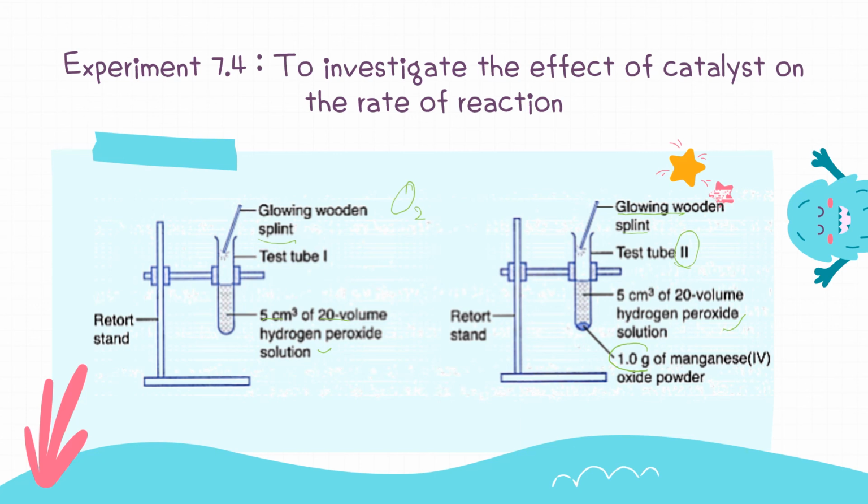because a lot of oxygen gas is produced. For test tube 1, maybe the glowing wooden splinter ignites but dimly, or maybe doesn't ignite at all because of low oxygen gas produced.